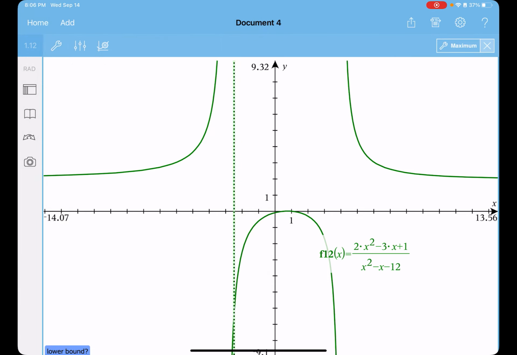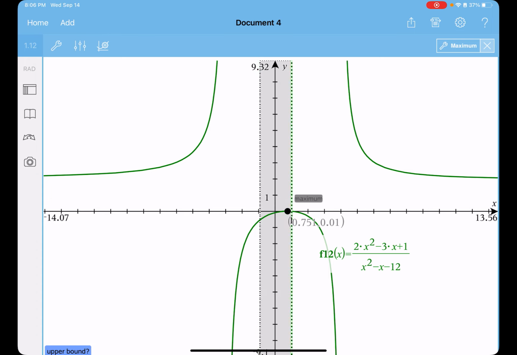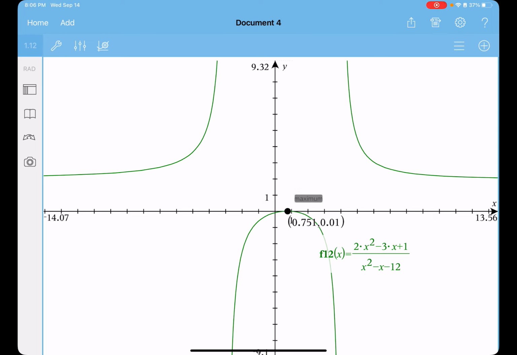I'm going to drag my first dashed line just about to the left of the point in question, and then I'm going to drag it to the right until the word maximum comes up and my point that I want to find is in the middle of the shaded area. And then I'm going to let go. And then I get this point. And remember, the range is the set of the y values, so I'm not interested in the 0.751, but I am interested in the 0.01.